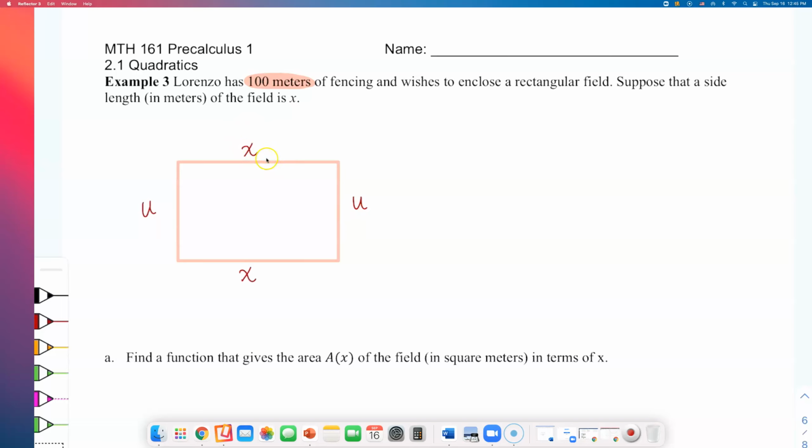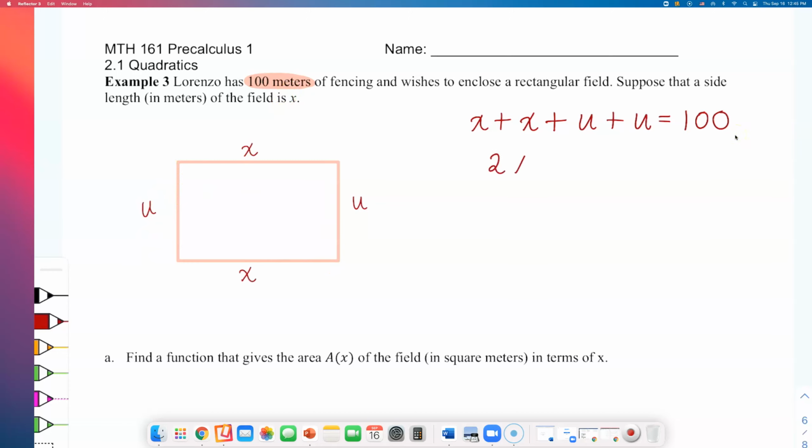So what do I know about this rectangle? All right, see if you agree with me. If I add up all these sides together, top plus bottom plus left side plus the right side, don't you think that will add up to 100, right? Because that's how much Lorenzo has. He has 100 meters and he's going to use every meter of it. So if you add up these four measures, it will add up to 100.